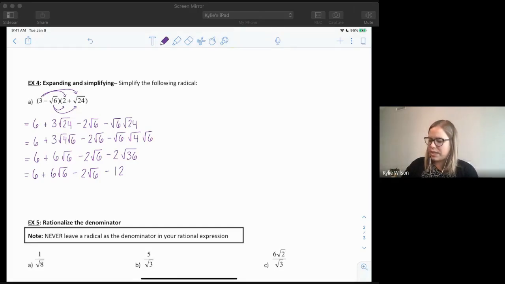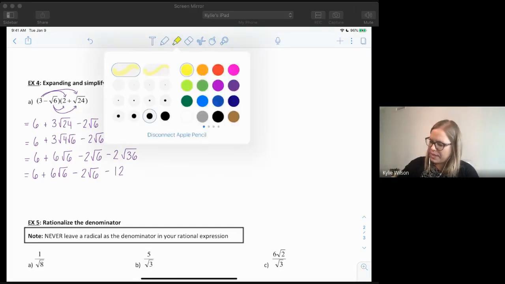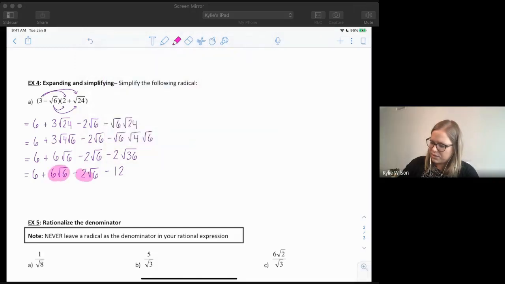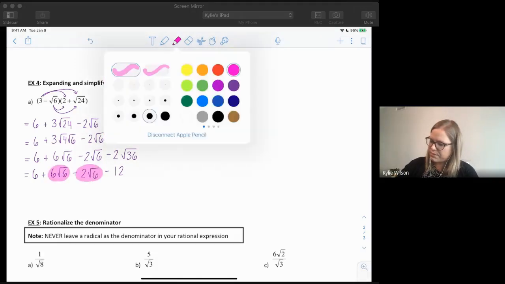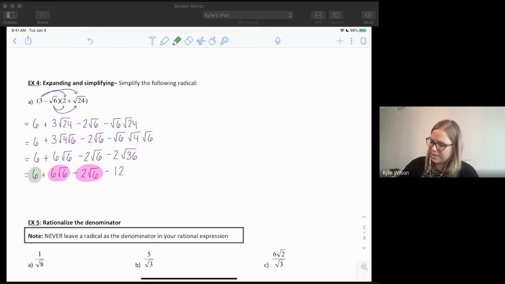Okay, so now let's collect some like radicals. So these two are like radicals, and these two are like terms as well. So that will give us 4 root 6 minus 6, like that. And that is our final answer. Yes, Alan, feel free to type your question into the chat.